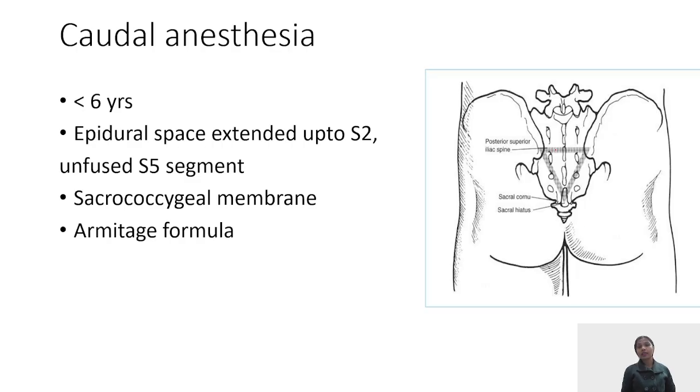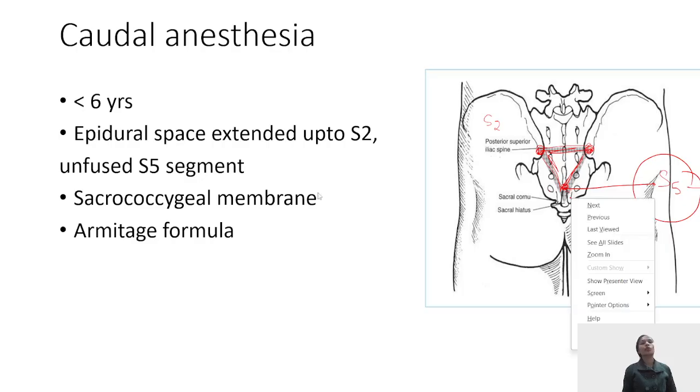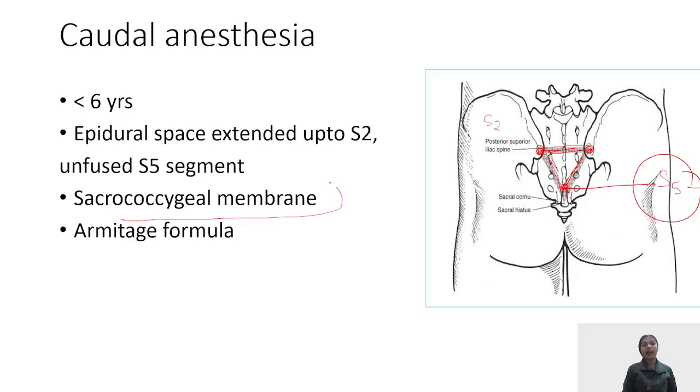Where it is given actually is, this is an equilateral triangle which is formed by your posterior superior iliac spine at the level of S2. This is PSIS. This is again a PSIS, and it forms an equilateral triangle. The tip of the equilateral triangle is going to lie at the sacral hiatus at the level of S5. This sacral hiatus is the place where the drug is deposited. You are going to introduce your needle here and pierce a membrane known as the sacrococcygeal membrane, and then after piercing this membrane, you are going to have the epidural space.